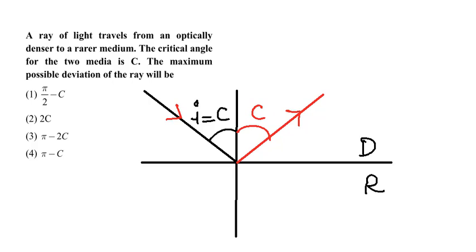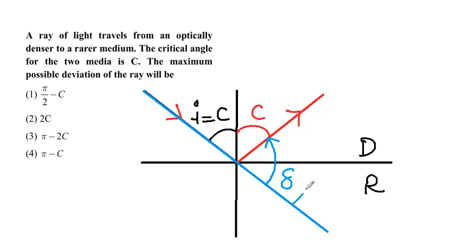Okay. Now see, what is the original direction? The original direction was this. Now mark deviation. Deviation is the angle between the original direction and the present direction. So this is the angle of deviation delta.